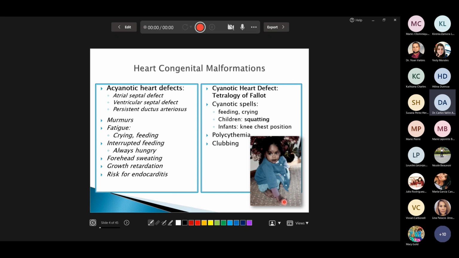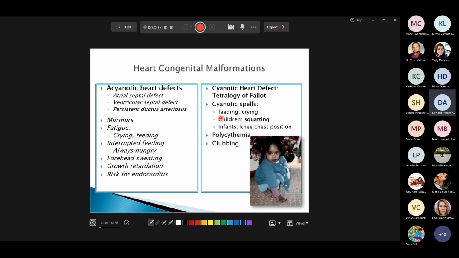And they have all the manifestations of heart failure that we described here, the same problems that you describe here. But then this cyanosis in some moments becomes more intense, and that's called cyanotic spells. So the baby is cyanotic, but in some moment becomes more cyanotic and feels very bad because it's too cyanotic.